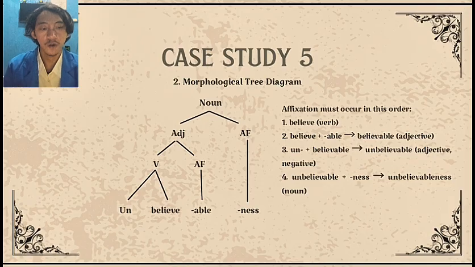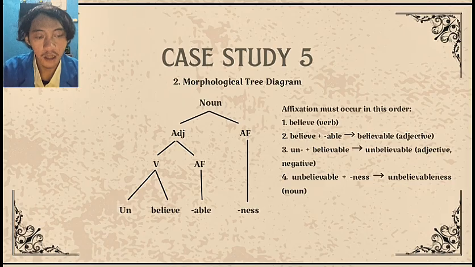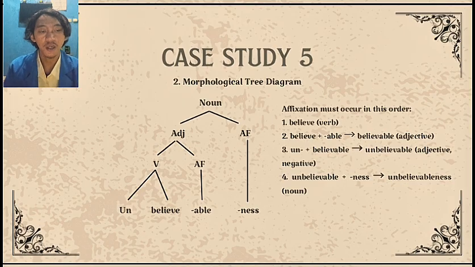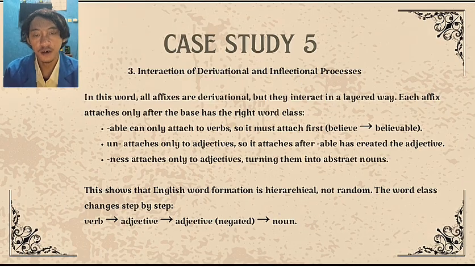The affixation must occur in this order. The first, believe is a verb. Believe plus -able is believable, which becomes an adjective. Un- plus believable becomes unbelievable, an adjective with negative meaning. Third, unbelievable plus -ness becomes unbelievableness, a noun. The third, interaction of derivational and inflectional processes.